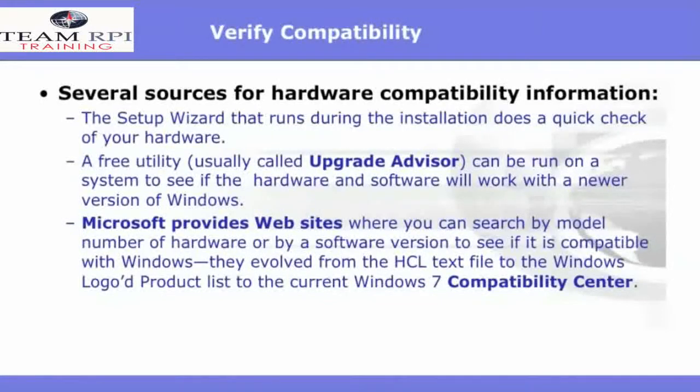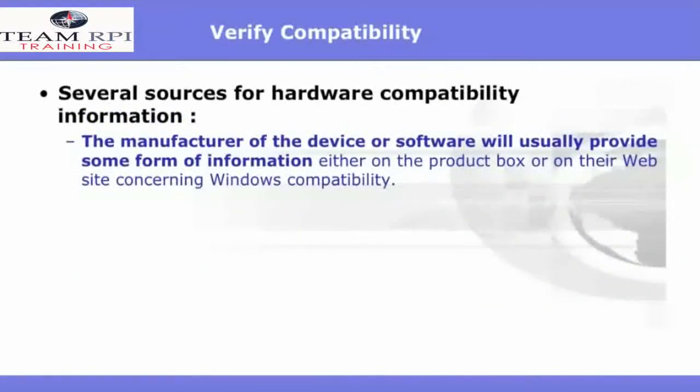There are several sources you can go to for hardware compatibility information. The Setup Wizard is a good first stop to do a quick check for your hardware. There's also the free utility called the Upgrade Advisor that can be run on the system to see if the hardware and software will work with the newer version of Windows you wish to install. Microsoft also provides a website that you can search by model and number of hardware, and Windows 7 has the Compatibility Center. And of course, you can always check the manufacturer's website to verify that the hardware and software are compatible with the operating system that you wish to install.